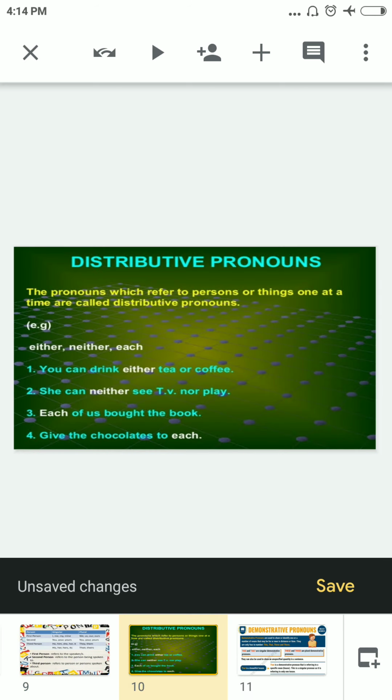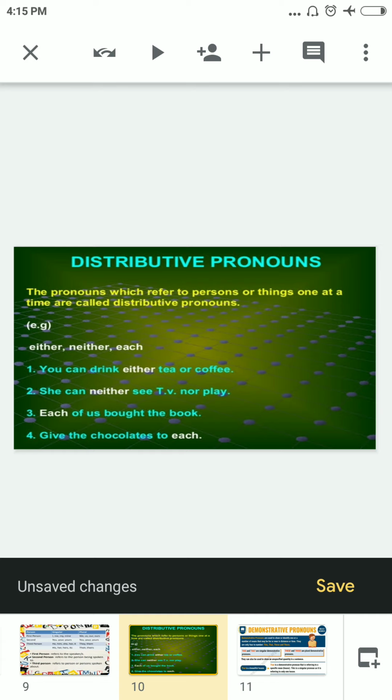Now let's see the second type of pronoun, that is distributive pronoun. By the name itself, dear students, you can understand that here we have to do the distribution of the pronoun. The pronoun which distributes the meaning, the sense, where we have one option and have to choose any one thing, so we have to distribute the things. Distributive pronouns are the pronouns which refer to persons or things one at a time.